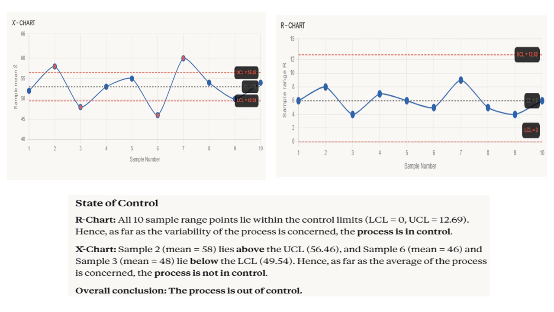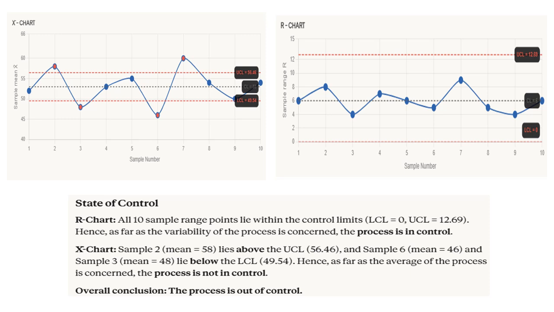So this is going to be the final graph of the mean chart and R chart. From the mean chart, we can see that sample 2, which has a mean of 58, lies above the upper control limit, and sample 6, which has a mean of 46, and sample 3, which has a mean of 48, lie below the lower control limit. Since these samples are not lying within the control limits, the average of the process is obviously affected. Therefore, the process is not in control for the mean chart.